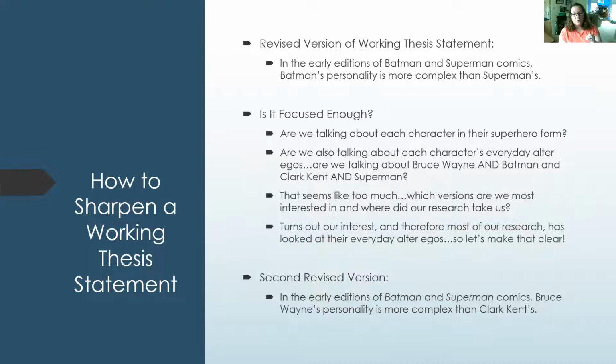So again, where did our interest actually lie? Where did most of our research happen to fall? Well, it turns out we were actually thinking more, we said Batman and Superman in the working thesis statement, but what we were really thinking and what we ended up researching was actually about Bruce Wayne and Clark Kent. So we need to revise the thesis statement to make that clear. In the early editions of Batman and Superman comics, Bruce Wayne's personality is more complex than Clark Kent's, right?